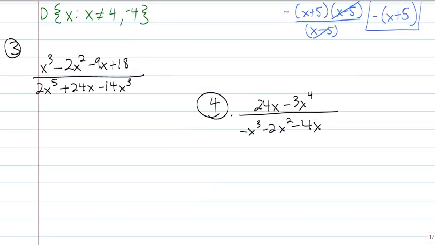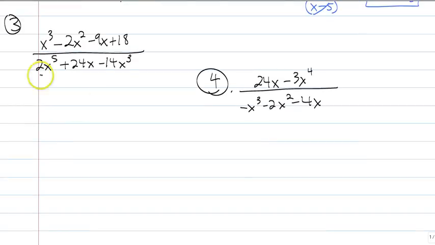Alright, last two. These are a little bit bigger. We can't even see what our domain restriction is here. You might want to reorder this. It's in the incorrect order right now. And then we'll go from there. We can pull an x out. And then on the top it looks like we can group.